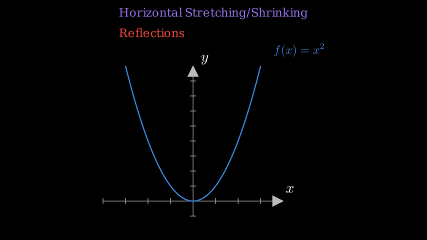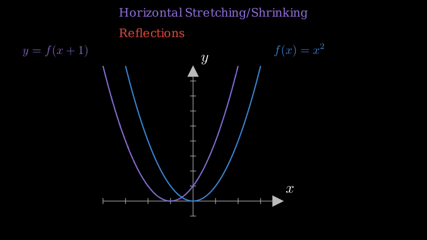Conversely, when we replace x with x plus h, the graph shifts left by h units. For instance, y equals f of (x plus 1) shifts the graph 1 unit to the left. The point rule becomes replace (x, y) with (x minus 1, y).